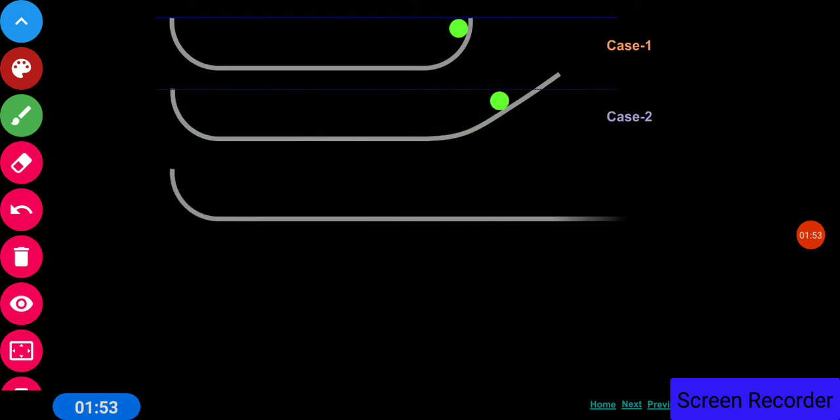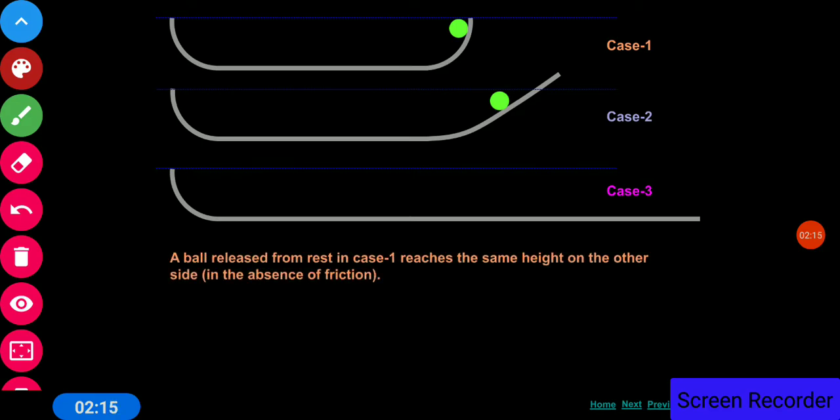Then in case 2, the slant of the second plane is decreased a little bit. Then to reach up to the same height, the ball has to travel a longer distance. In the third case, he made the slant of the second plane 0. Then he found that in the absence of friction, the ball will continue to move.